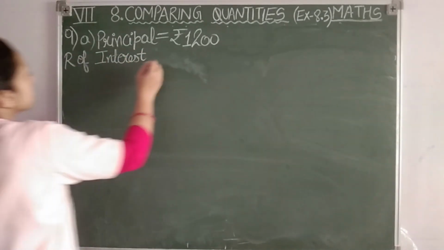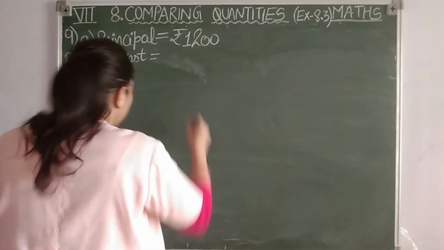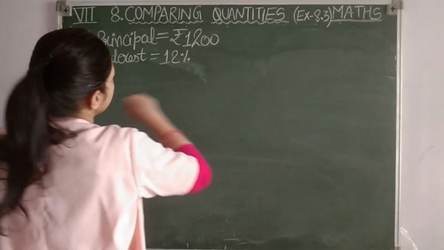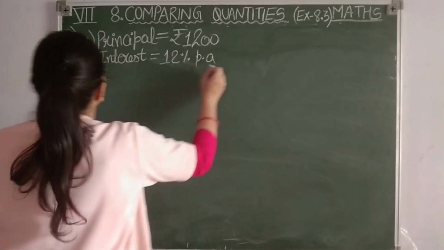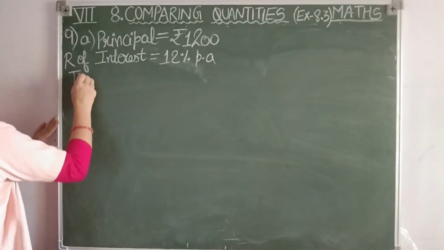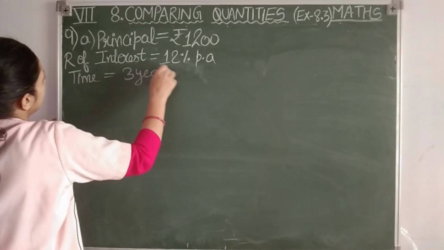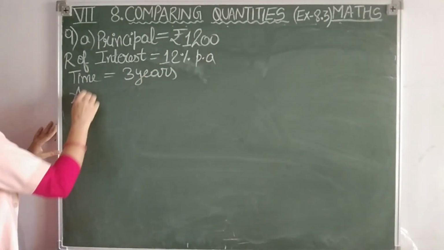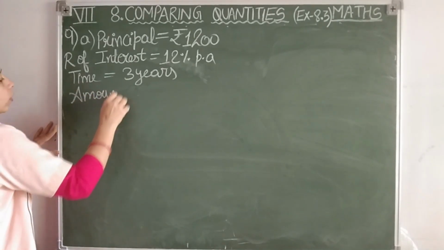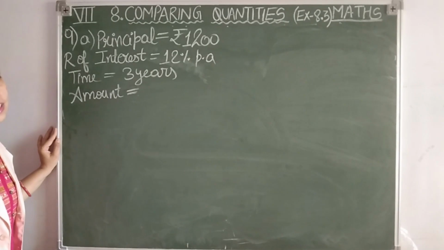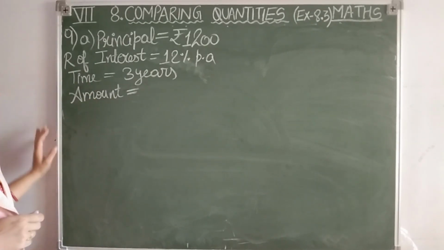Rate of interest is given to us, which is 12% PA. PA means per annum, yearly. Then time is given to us. Time is 3 years. We have to find the amount, and the formula for amount is simple interest plus principal. But is simple interest given?